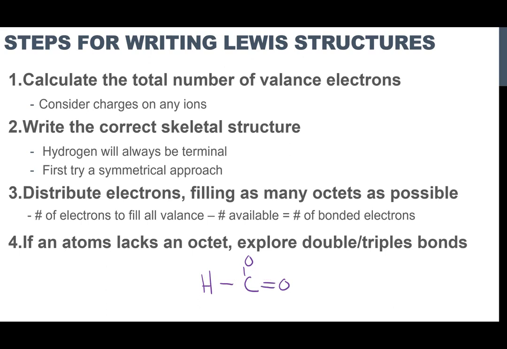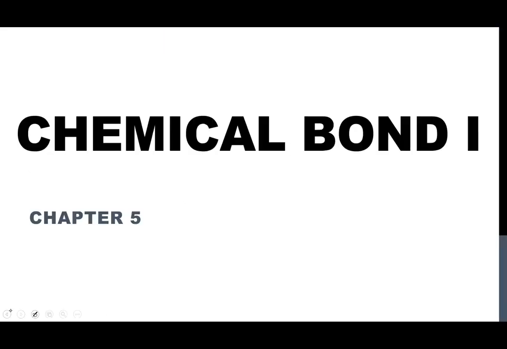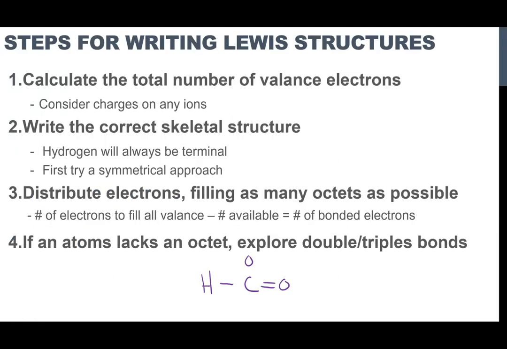So start with 1 double bond. See if that fixes things. If it doesn't, try another one. But these are last resort. Use them only if you need them. Okay. So that's it for Lewis dot structures.